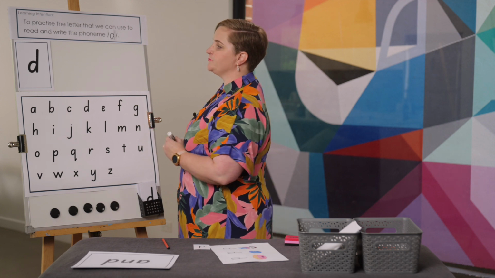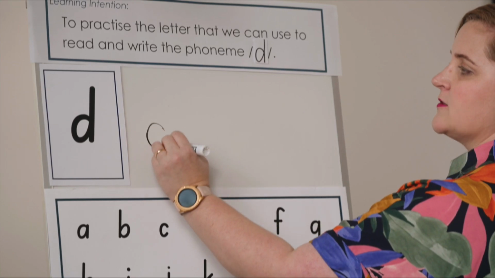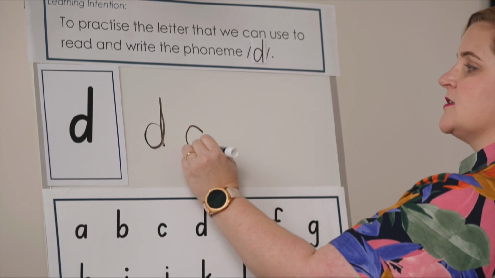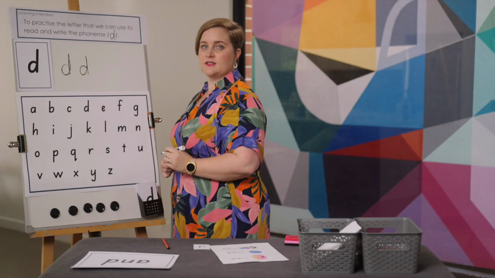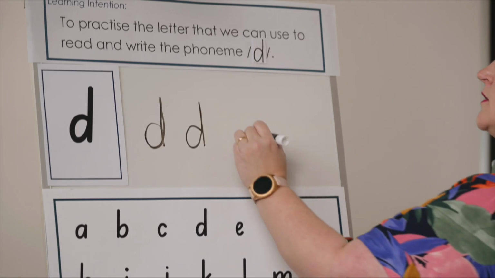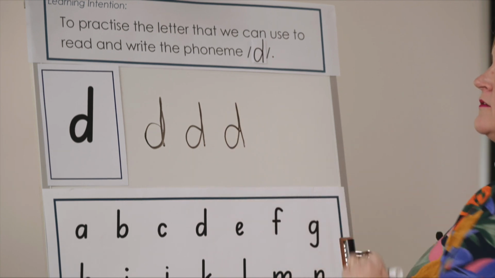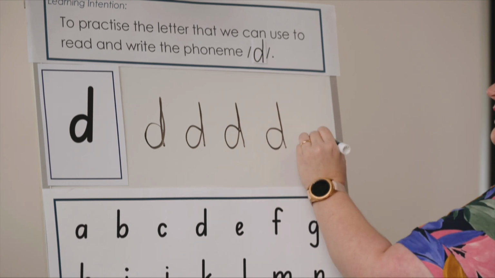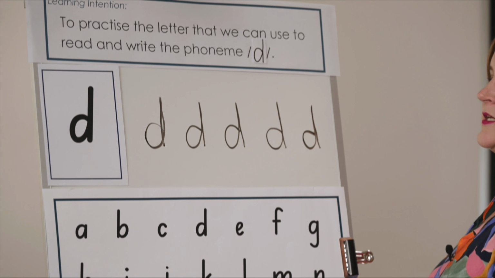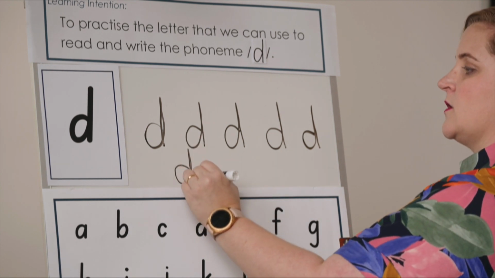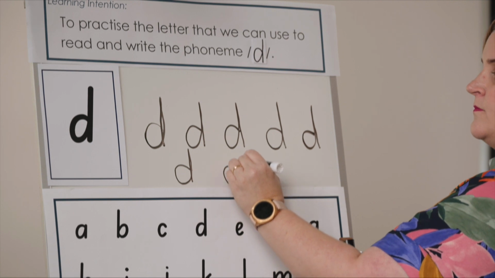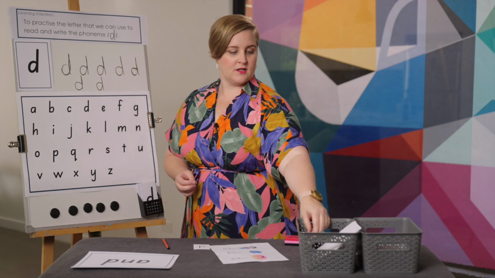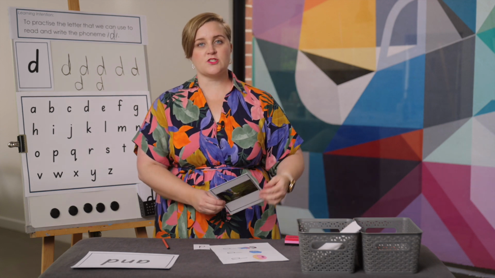Watch me first. Start here, go around, up and down, D. Try one. Around, up and down, D. Let's write the letter D 5 more times. Around, up, down, D. Around, up, down, D. Around, up, down, D. D. D. Great job.